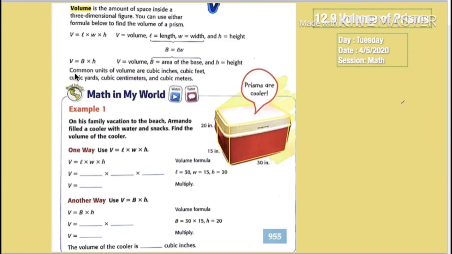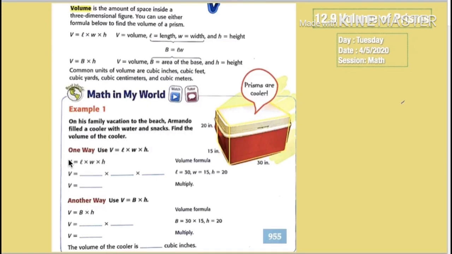It says here common units of volume are cubic inches, cubic feet, cubic yards, cubic centimeters, and cubic meters. So inches, feet, yards, centimeters, and meters will probably be the most common units that you will see associated with the problems that will be given. In example number 1 it says, on his family vacation to the beach, Armando filled a cooler with water and snacks. Find the volume of the cooler.